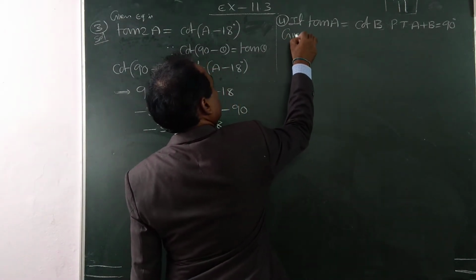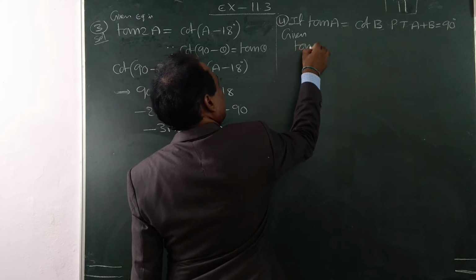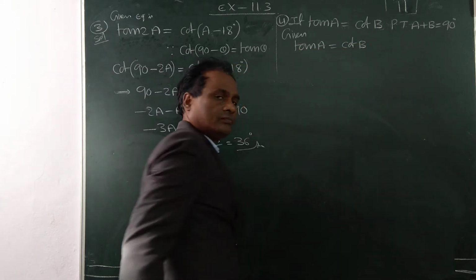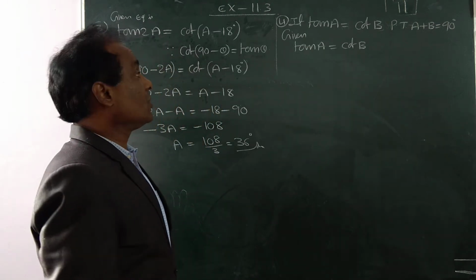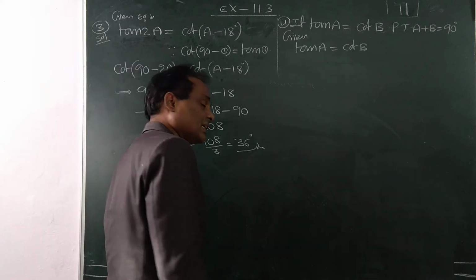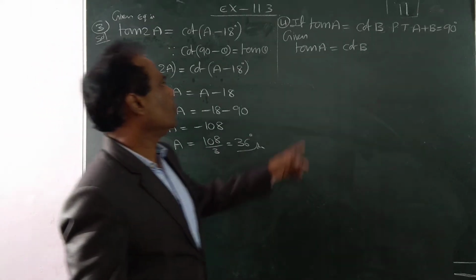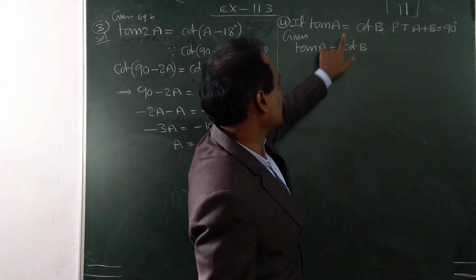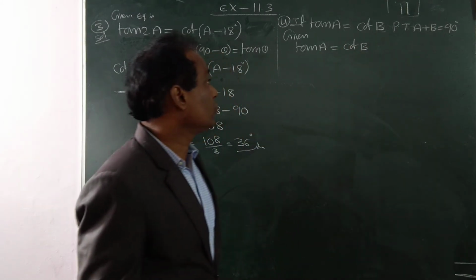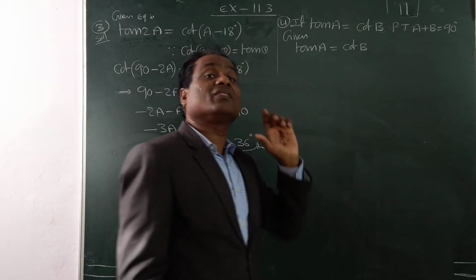What is given? Tan A is equal to cot B. This is given. So we have to prove that A plus B is equal to 90 degrees. For that, same as this, it is an equation type because the equal symbol is given, and to find the relation between A and B, both sides should make the same ratio.